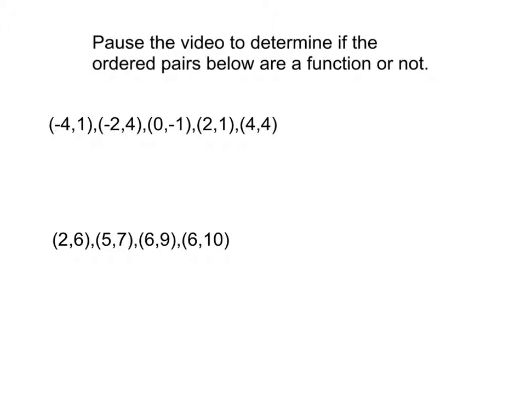To determine if these ordered pairs are functions, we need to create a table and then map them together. So I'm first going to write out all of my x values for my domains. So -4, -2, 0, 2, and 4. Now I'm going to write out the range values, or my y. So 1, 4, -1, 1, and 4. So again, we have this 4 that is repeating, but that's okay.